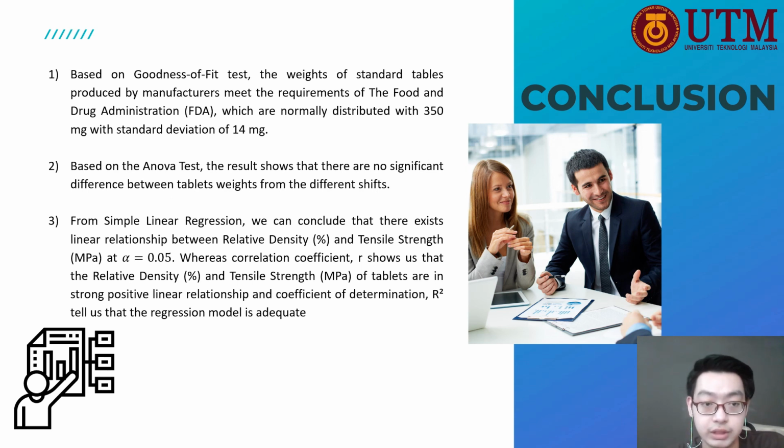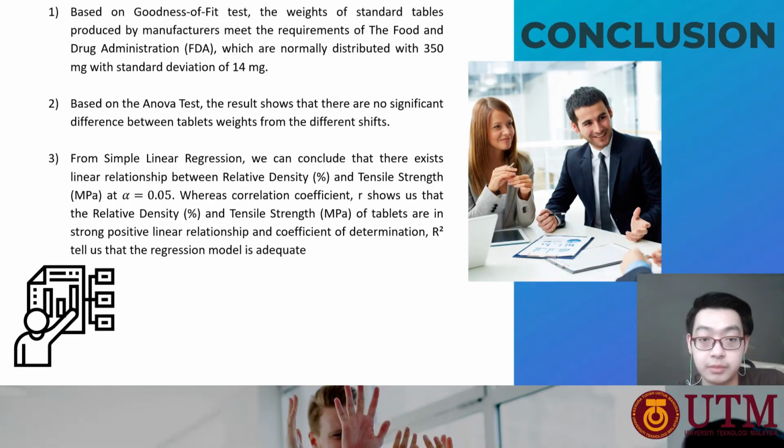And the third conclusion is from simple linear regression, where we conclude that there is a linear relationship between relative density and tensile strength at alpha equal to 0.05. The correlation coefficient R shows that relative density and tensile strength are in a strong positive linear relationship, and the coefficient of determination R squared tells us that the regression model is adequate.